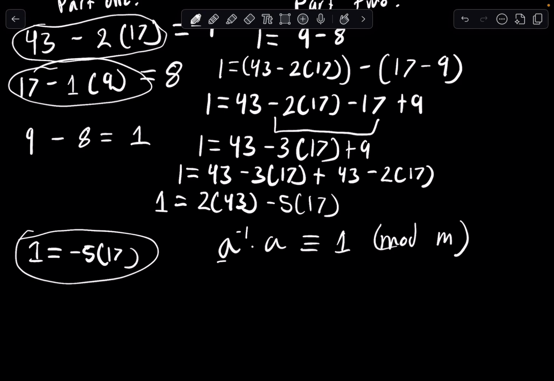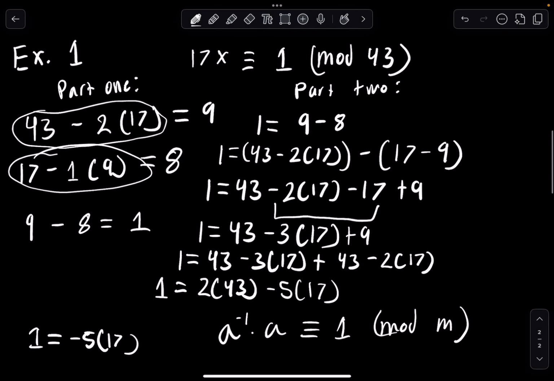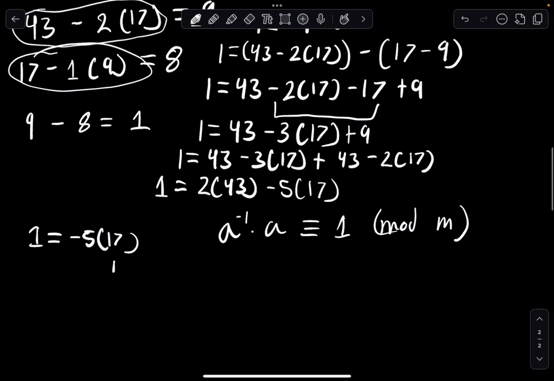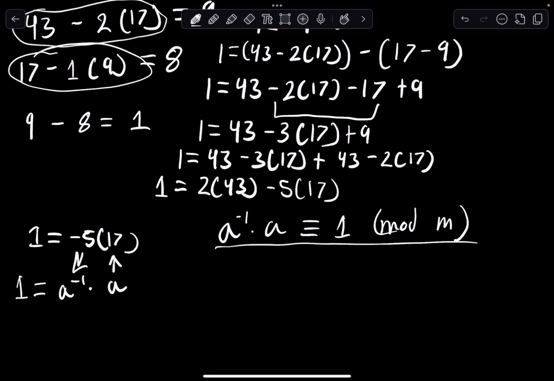Because what is this really saying? It's just saying that a times some number is congruent to 1 in this mod, whatever mod we are in, right? And so when we have this right here, it is saying the same thing, because 17 in this case, remember, 17 is a here. So this would be our a value, and this would be our inverse, negative 5. And since they're multiplied together and it equals 1, it satisfies this definition. So therefore, our inverse is negative 5.